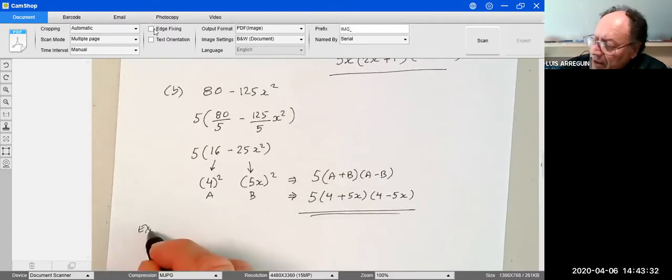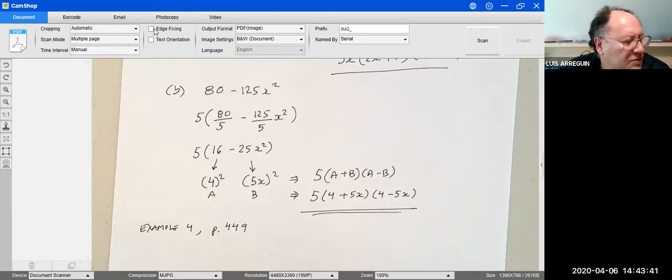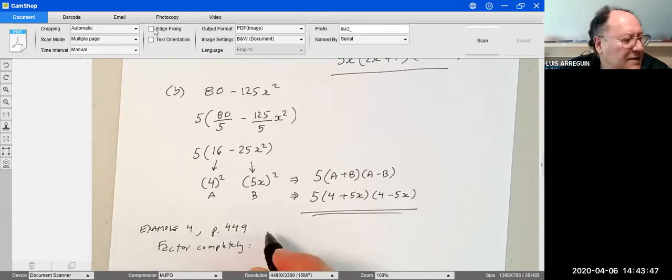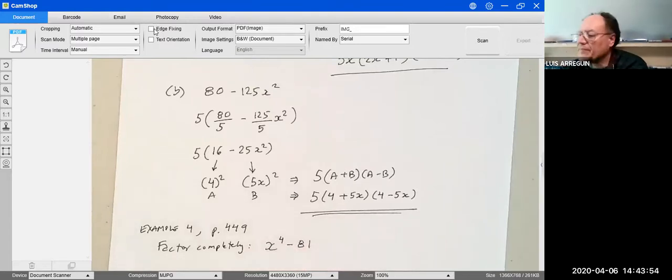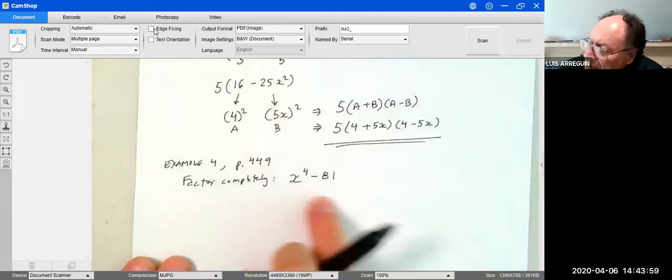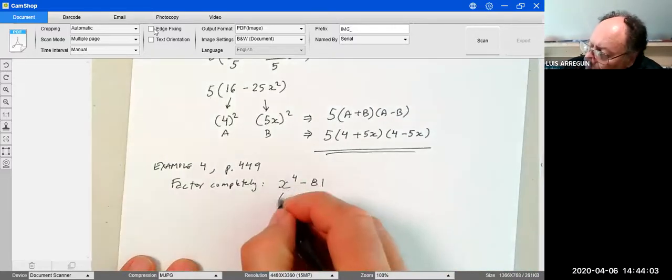So this is going to be example 4 on page 449. So now we're going to factor completely. So x to the 4 minus 81. So x to the 4. So are these perfect squares? Yeah, they are. We need to just write this as a perfect square.